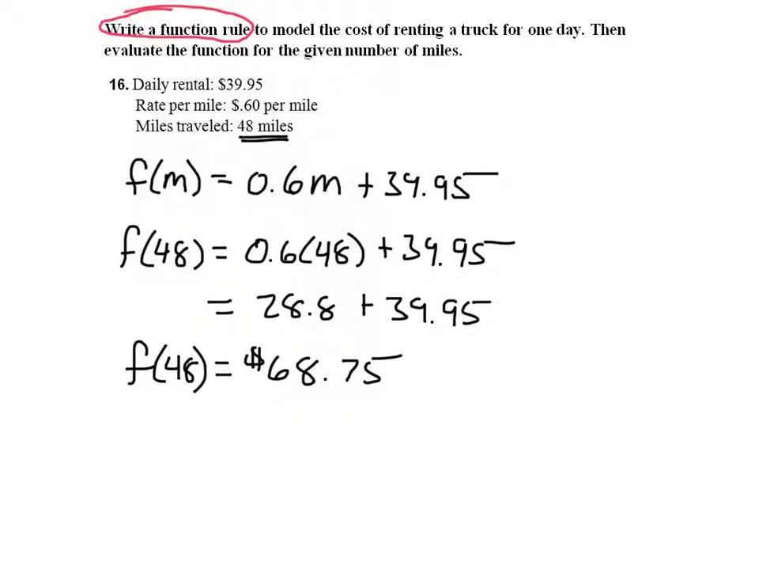Now, if they happened to ask us to write this answer as an ordered pair, what would I do? 48, 68.75. Okay, please remember to put it in parentheses. We would say the input, 48, the output, 68.75. Okay? Questions? That's the only thing that's going to be on the quiz tomorrow.